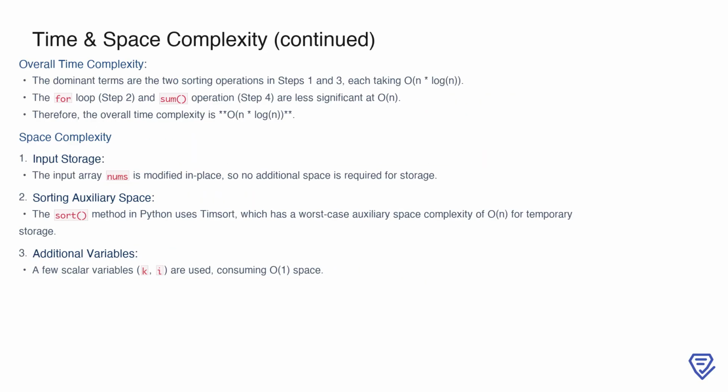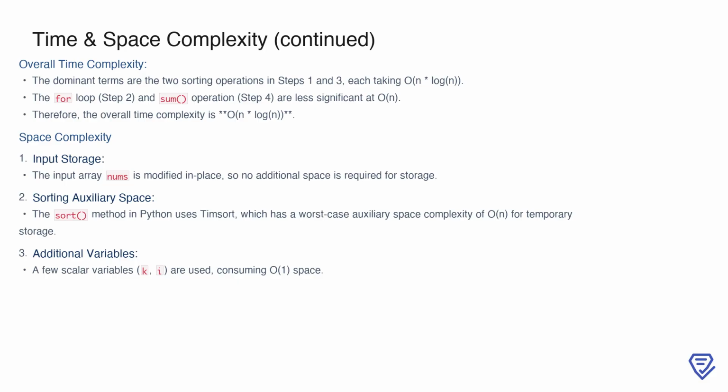Now, when we consider the overall time complexity, the dominant operations are the two sorting steps from steps 1 and 3, each contributing O(n log n). The iteration in step 2 and the summation in step 4 are linear operations, each requiring O(n), but these are less significant compared to the sorting steps. Therefore, the overall time complexity of this solution is O(n log n).